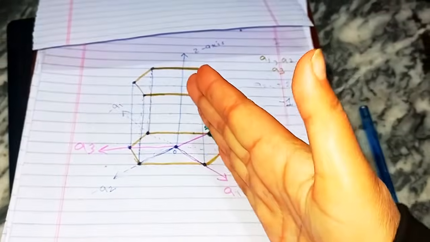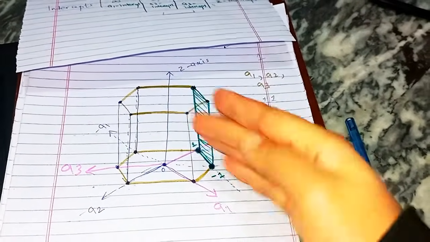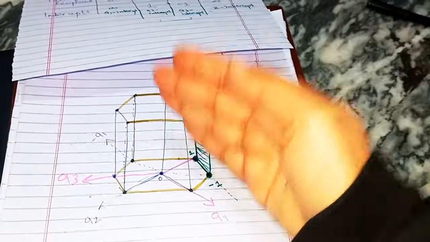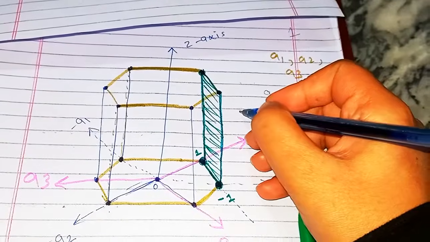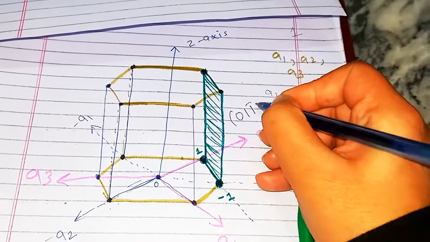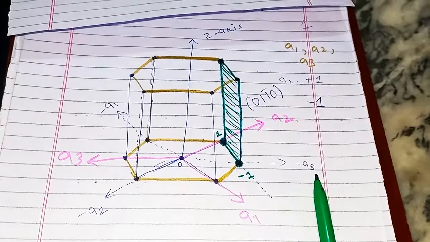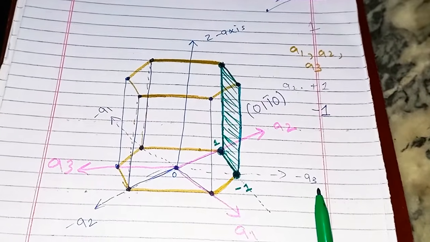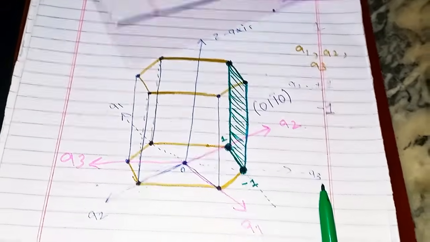Okay, it's like that. Like that, and vertically upward. This is the plane, the first plane, which is (0, 1, 1 bar, 0). I hope you got it. Now let's do the next one, which is really interesting and has a different shape.